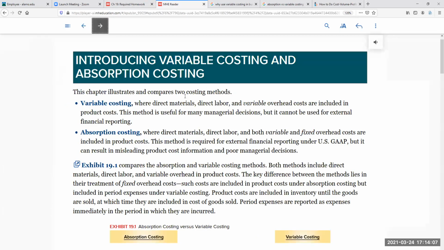In your book, we're introducing variable costing and absorption costing. Variable costing is where direct materials, same as absorption, direct labor, same as absorption, and variable overhead are included in the product cost. And down here for absorption, it's all costs. Variable and fixed overhead costs are included. And this method is required for external financial reporting under GAAP. Variable costing is not required under GAAP.